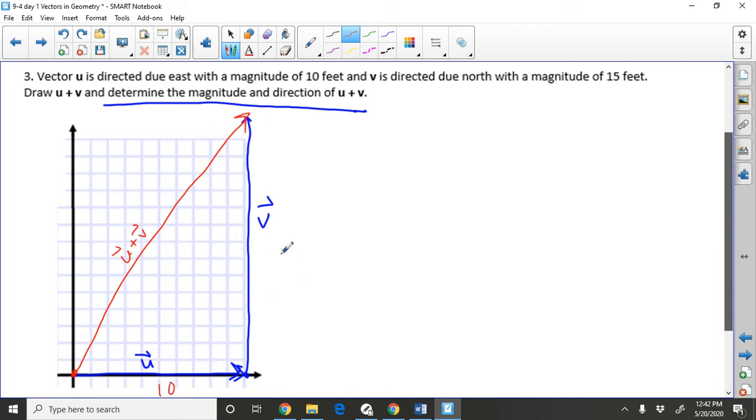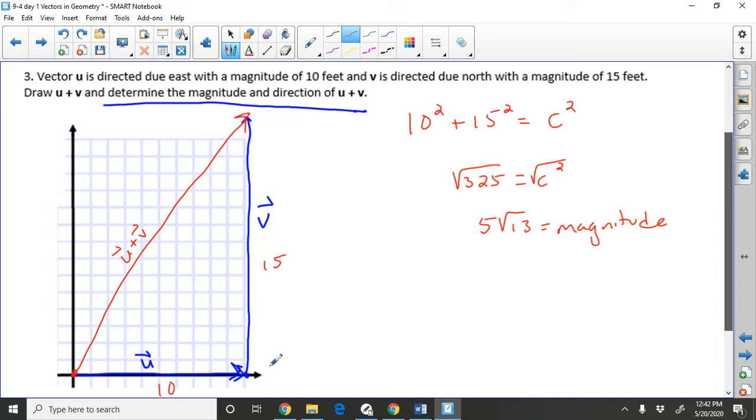Well, we went across 10 and up 15, so I can use the Pythagorean theorem to find the length of that hypotenuse of that right triangle there. And this ends up being the square root of 325. So then that's 5 square root of 13 is my magnitude.